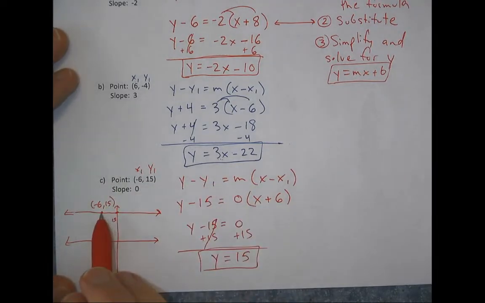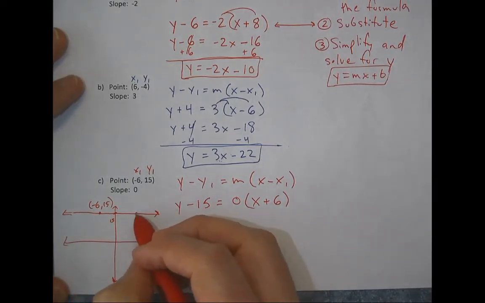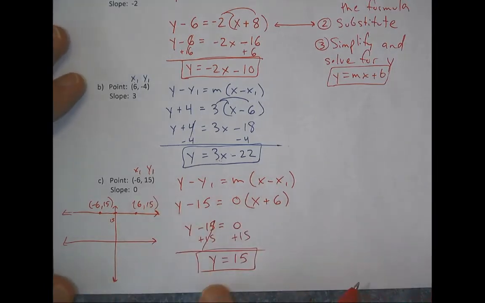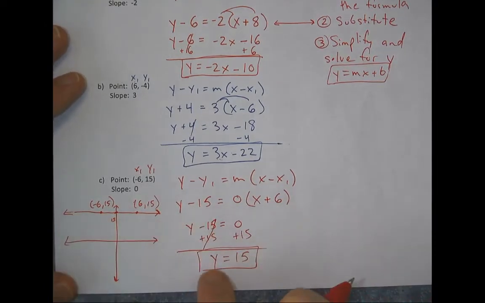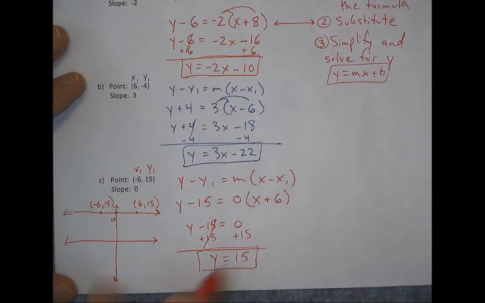And since the slope is 0, this line is always going to be at 15 on the y. So over here, there's a +6 and 15 somewhere on this line. And we write the equation of this line as y equals 15, because anywhere we go on this line, the y value is 15. The x changes, but the y does not. All right, let's flip it over.